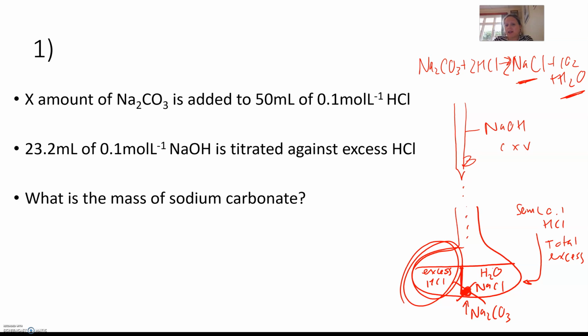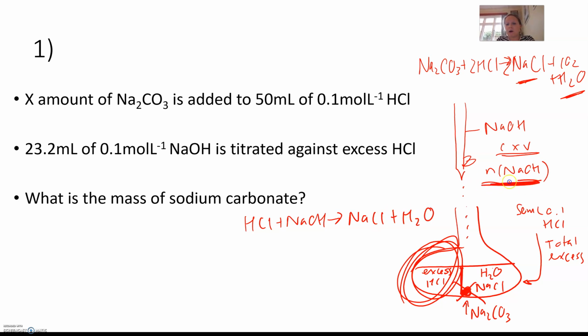And if it reacts with that excess HCl to reach the end point, and because we know the C and we get the V from the burette, we can work out the number of moles of NaOH that are added to react with that excess HCl. And we know that HCl and sodium hydroxide react in a 1-to-1 ratio. So whatever the number of moles of NaOH is, it's going to be the same for the number of moles of HCl that's left over, the excess HCl.